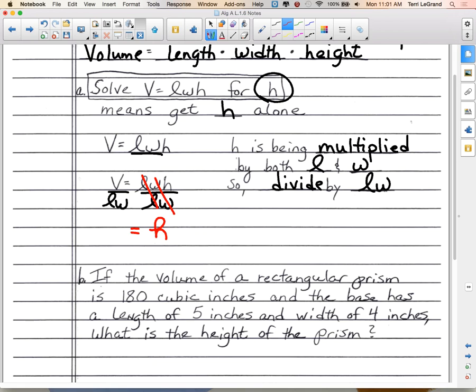Well, how about V divided by LW? Is there anything we can cancel there? Anything alike upstairs and downstairs with multiplication? No. So we can't really do any dividing, so we just have to leave it V divided by LW. The H is by itself, that was our goal, and we don't have anything we can do with that other side, so we're going to have to write it just as it is.